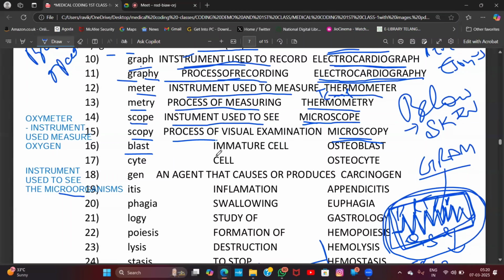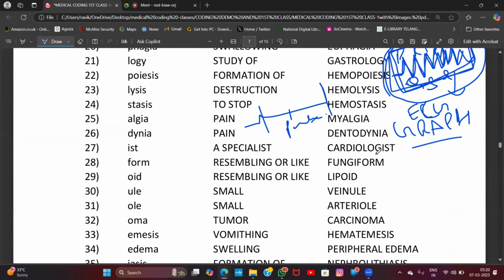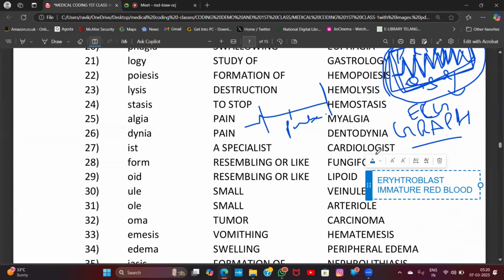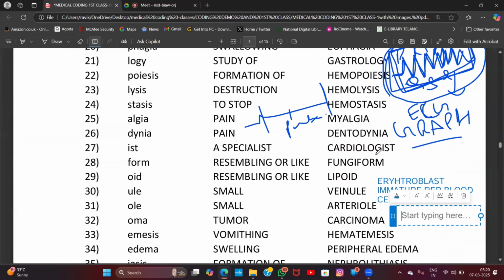Next one, blast. What is a blast? Blast is nothing but immature cell. Osteoblast is nothing but immature bone cell. If I say erythroblast, it means immature red blood cell. Immature red blood cell is called erythroblast. If I say leucoblast, very good, immature white blood cells. Immature white blood cells are called leucoblast.